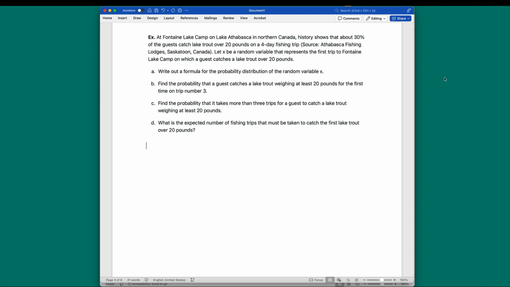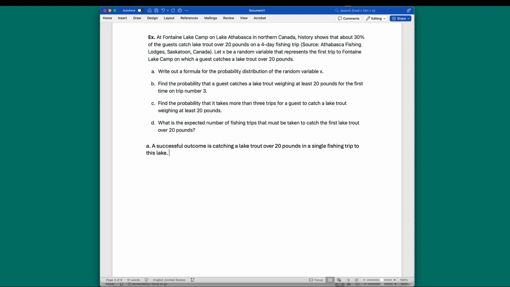A, we're asked to write out the formula for the probability distribution of the random variable X. B, find the probability that a guest catches a lake trout weighing at least 20 pounds for the first time on trip number 3. C, find the probability it takes more than 3 trips for a guest to catch a lake trout weighing at least 20 pounds. D, what is the expected number of fishing trips that must be taken to catch the first lake trout over 20 pounds?